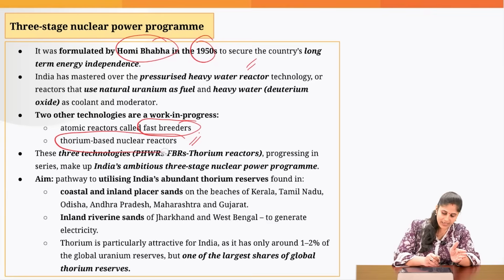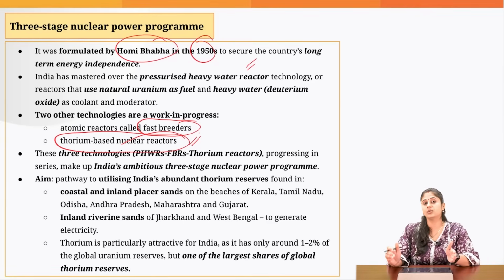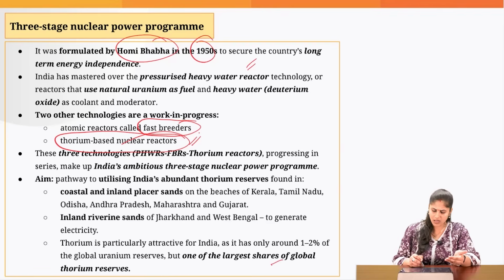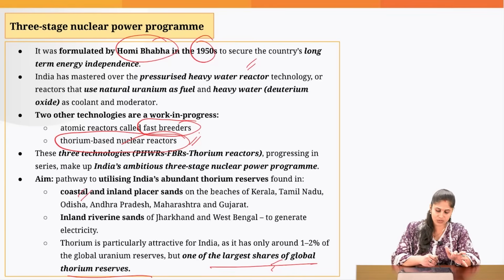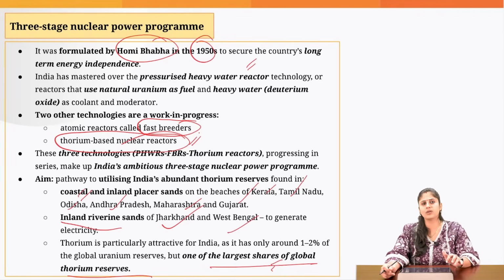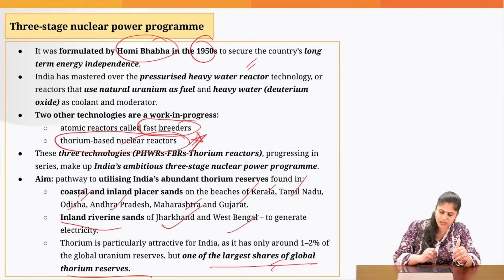Why can we not directly jump onto thorium-based nuclear reactors? Because India already has one of the largest shares globally of thorium reserves. These thorium reserves are amply available in the coastal states of Kerala, Tamil Nadu, Odisha, Andhra Pradesh, Maharashtra and Gujarat. And they are also found in the inland riverine sands of Jharkhand as well as West Bengal. So why can't we directly jump onto this third stage?